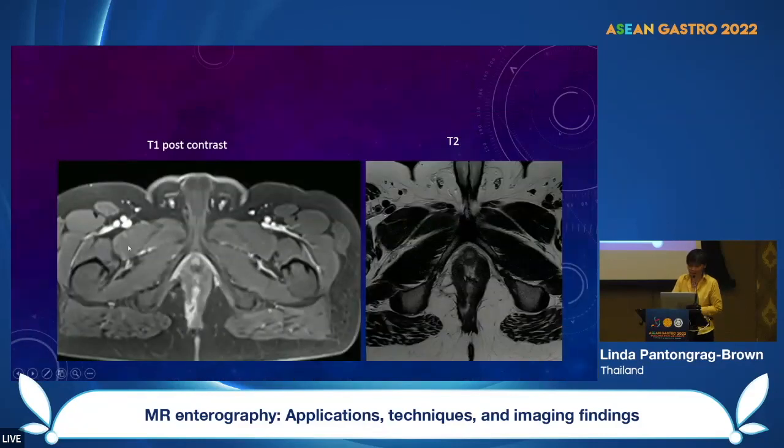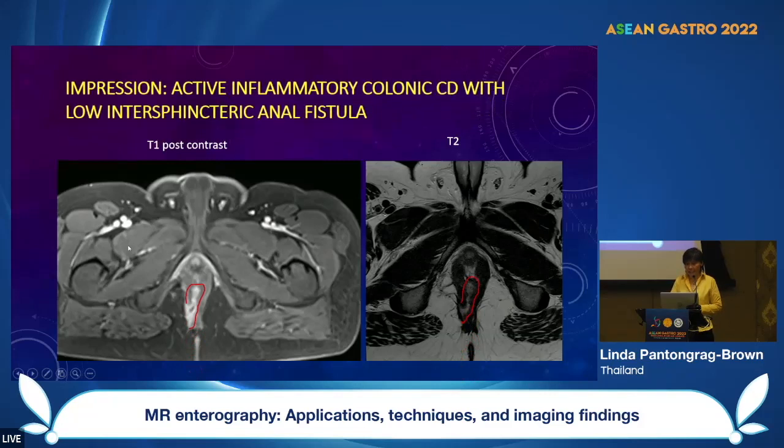As you go down here, there is a fistula. You see that? There's another manifestation of Crohn's. This is an intersphincteric fistula. This is post-contrast, and this is T2. So this particular case is an example of active inflammatory Crohn's disease of the colon with a low intersphincteric fistula. So it's a very exquisite way to look at it.